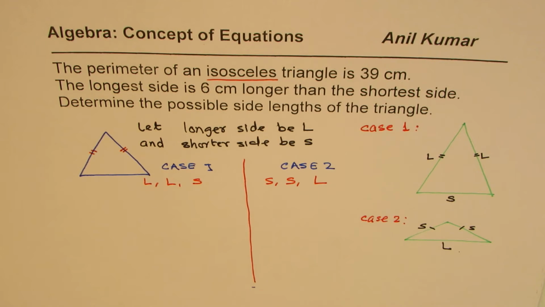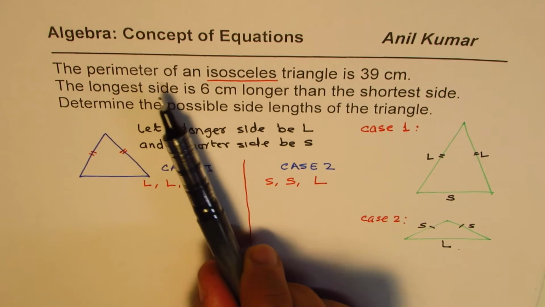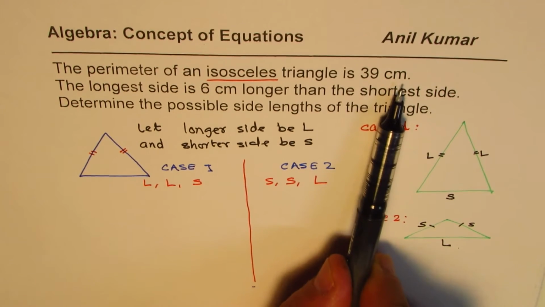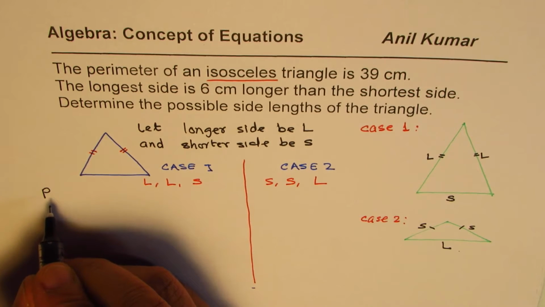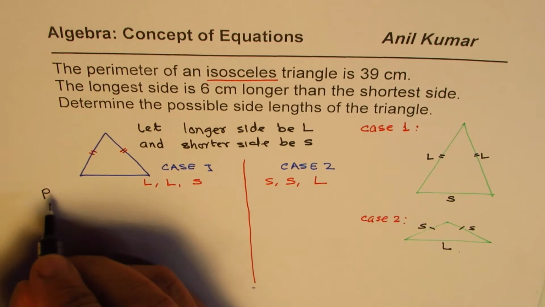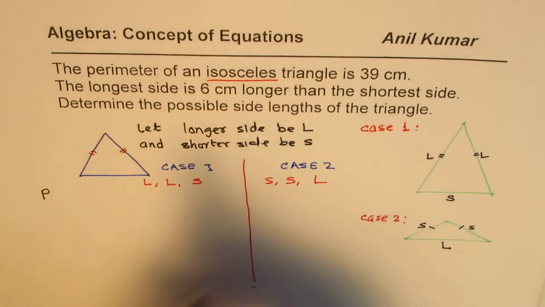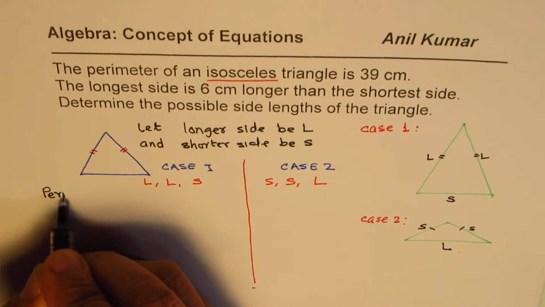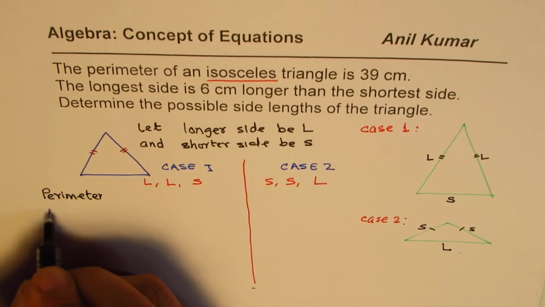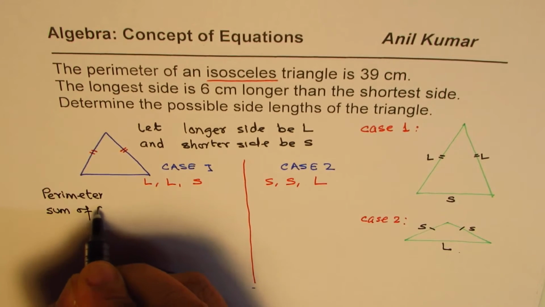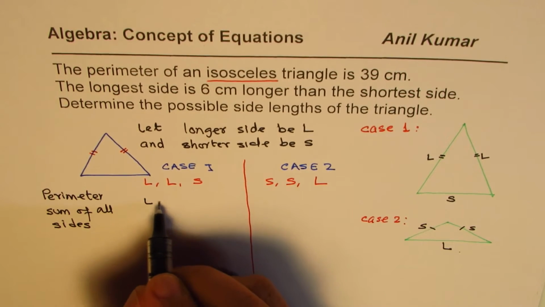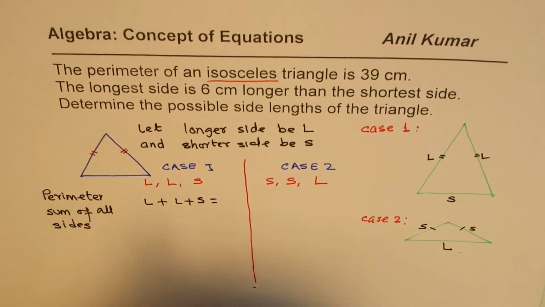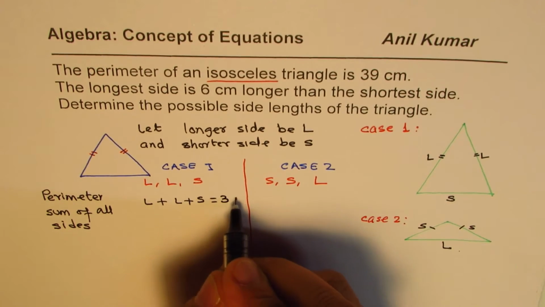Okay. Now how can we form an equation? The first statement is the perimeter of an isosceles triangle is 39. Perimeter is the sum of all the sides, right? So let's write down what perimeter is. Let us say that perimeter is P. Since we have the value, we can write the equation for perimeter. Perimeter is the sum of all sides, right? So if I add them up, L plus S, what should I get? I should get the perimeter, which is 39.